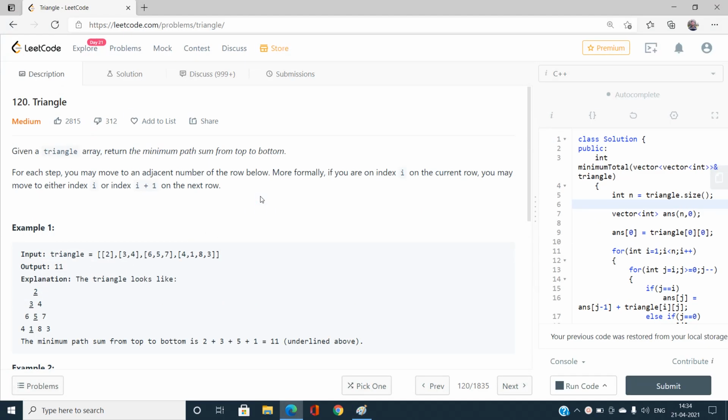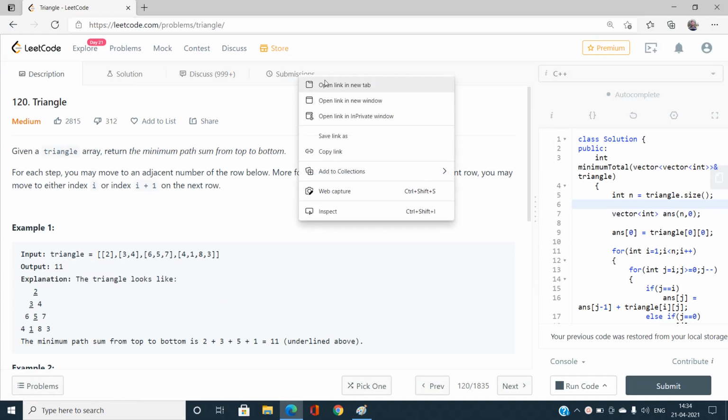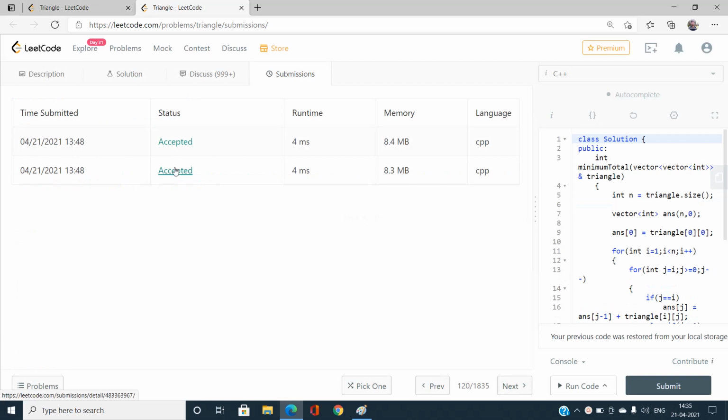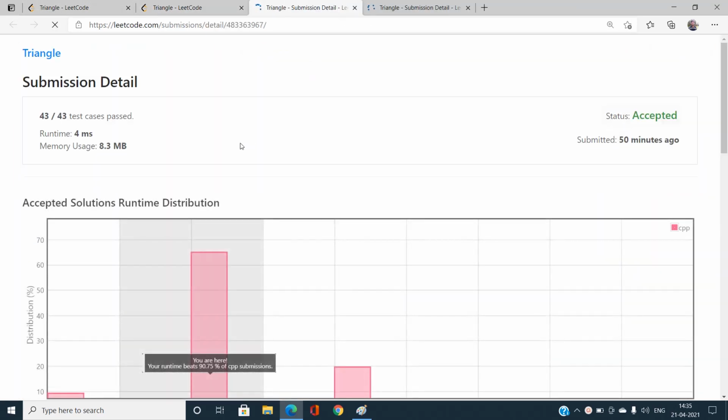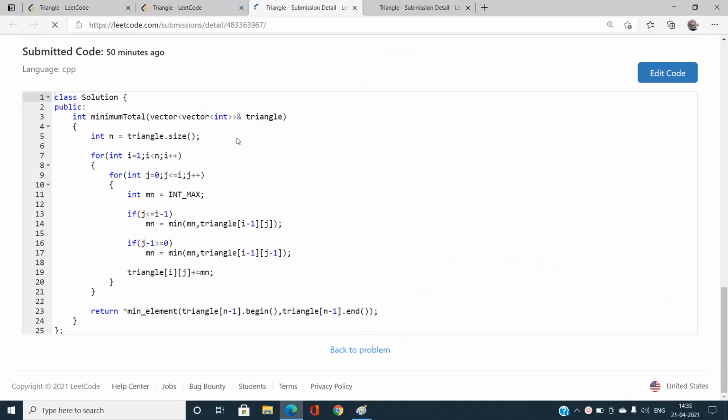I have already submitted the code. Let me look over the code, figure out what I have done, and explain it. Let me open up the accepted code. I've just modified it with the input values, which is not actually valid for interview-related questions.